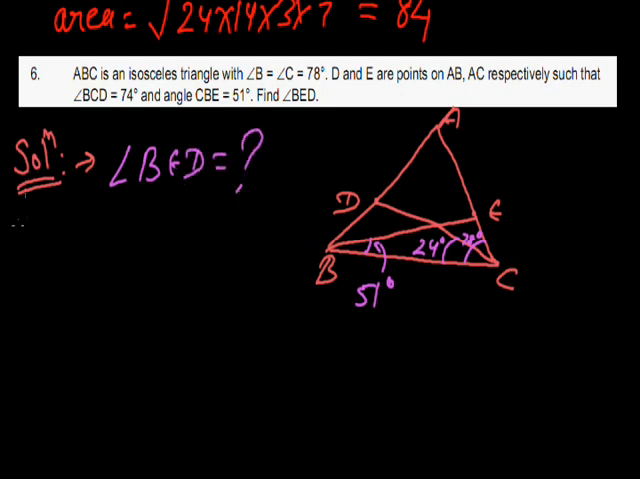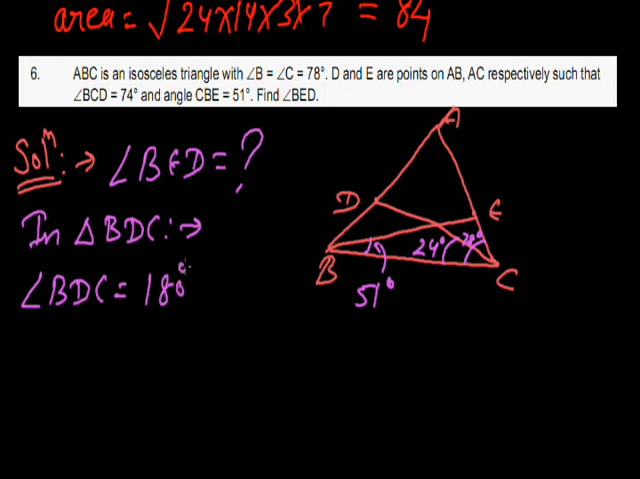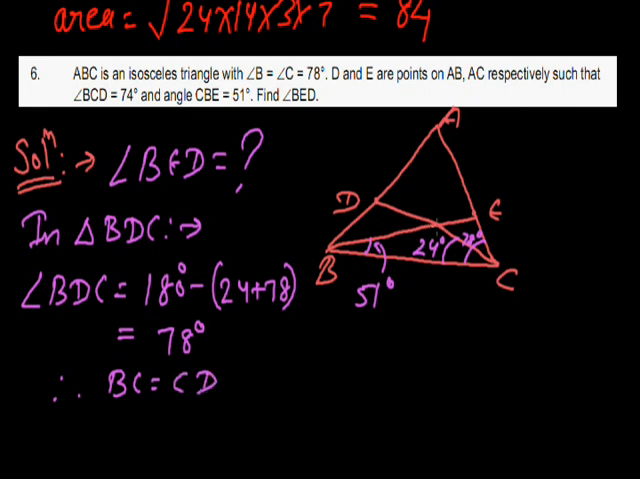Okay, from triangle BDC, we can see that angle BDC is equal to 180 degrees minus the sum of both angles, that means 24 plus 78, the measure will be 78 degrees. So both angles are equal, so the opposite sides will also be equal, that means BC is equal to CD. Now this angle is 78 degrees.